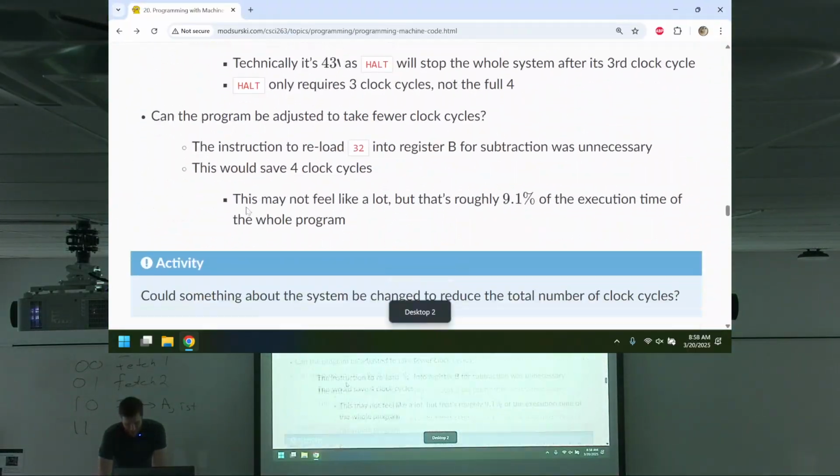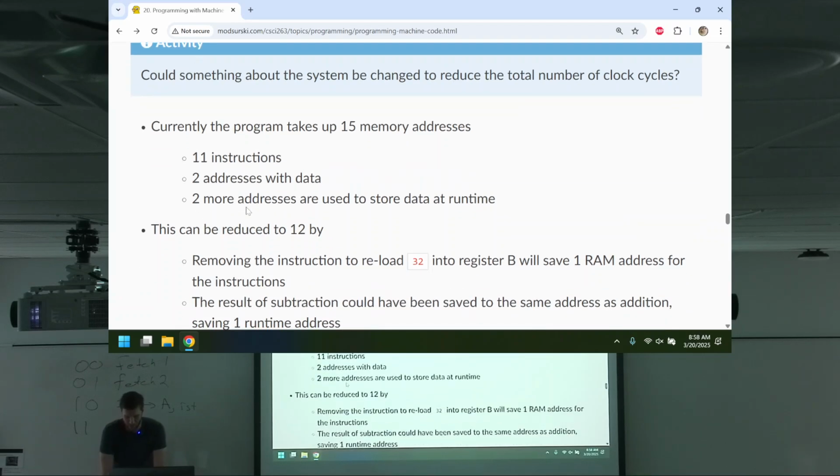All right, so that's the clock cycles. Now, this takes up 15 memory addresses in total. 11 instructions, 2 addresses with data, and 2 more addresses used at runtime. So we have 11 instructions, 2, and then 2. We can reduce this down to 12. Remember, verbose code may be easy to understand, but maybe we really want to save RAM.